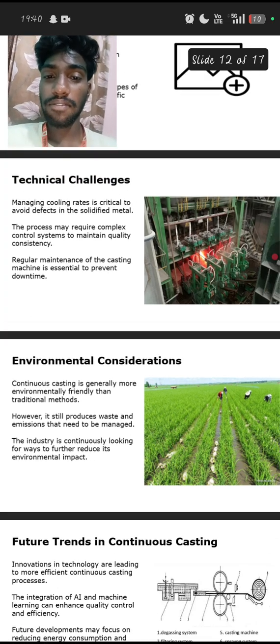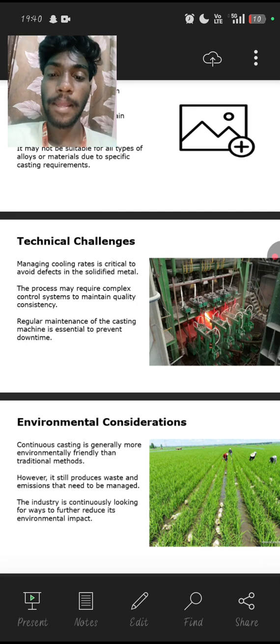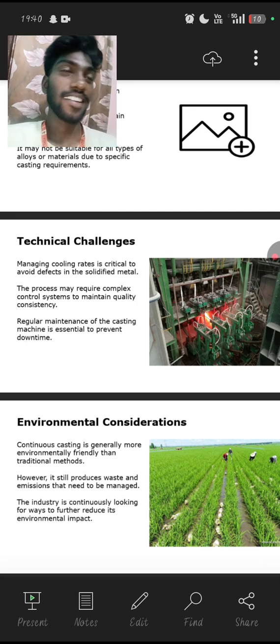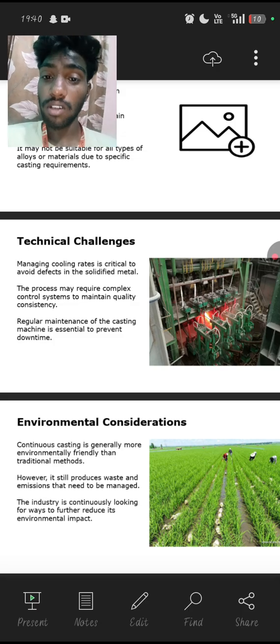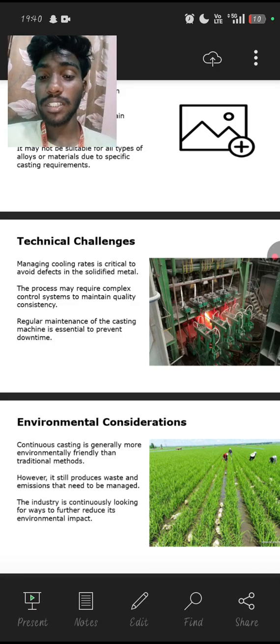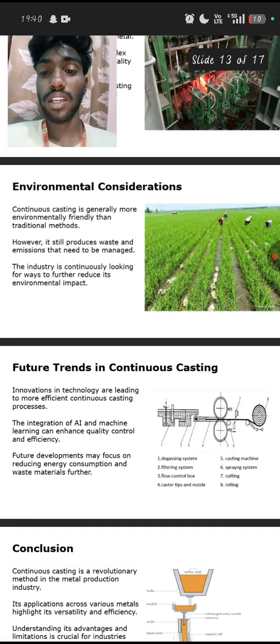Technical challenges. One is managing cooling rates. As we know, the whole process is about cooling a liquid form of metal, and we have a very critical situation in cooling that liquid metal into solid. The process may require complex control systems to maintain quality consistency. Regular maintenance of the casting machine is essential to prevent downtime.